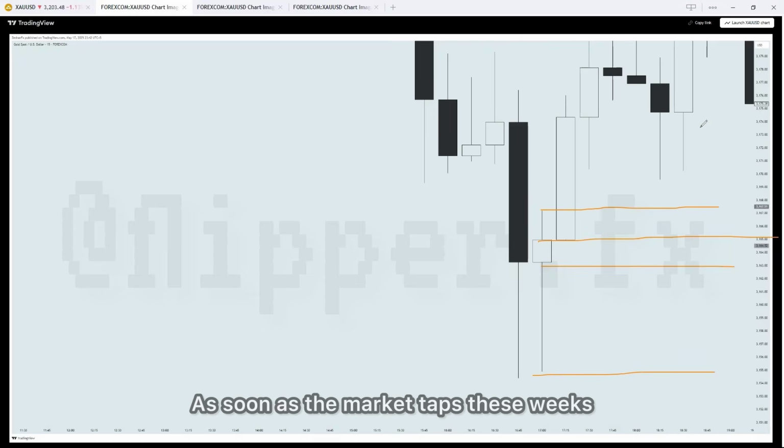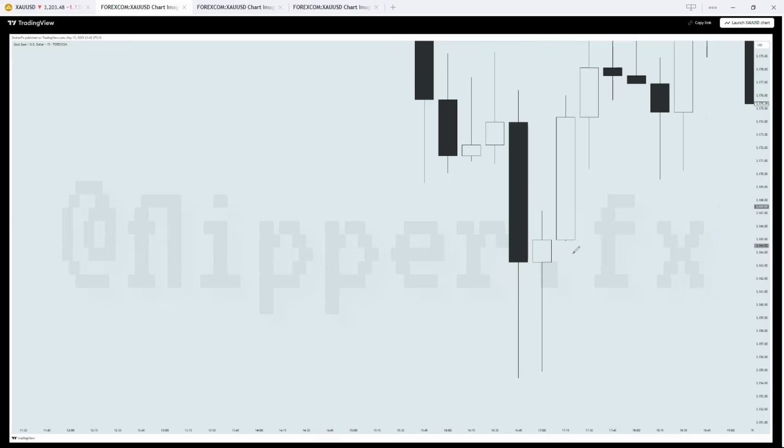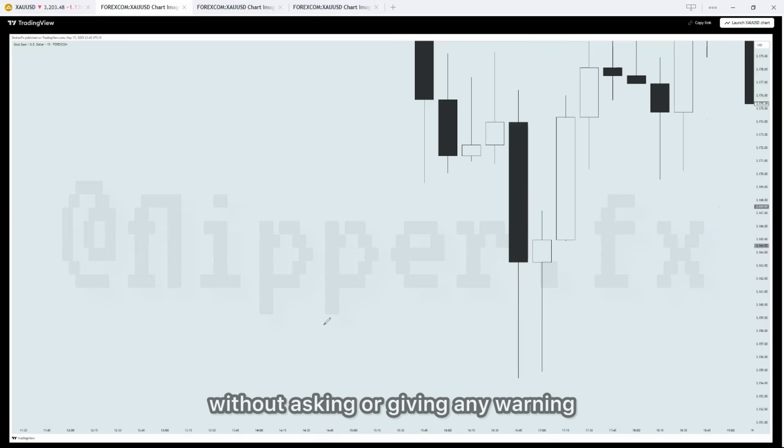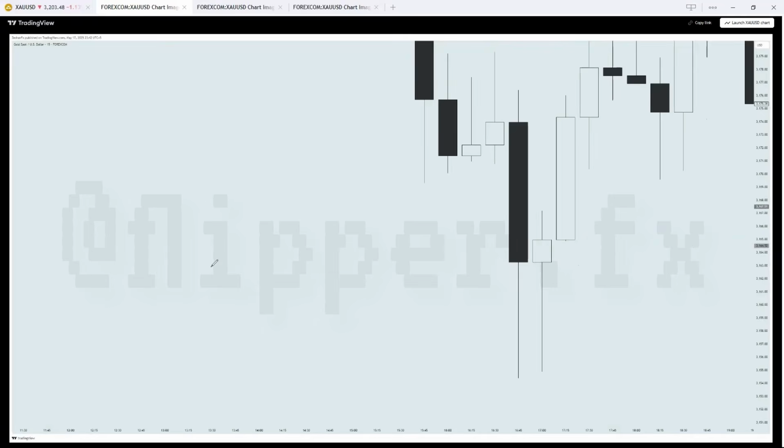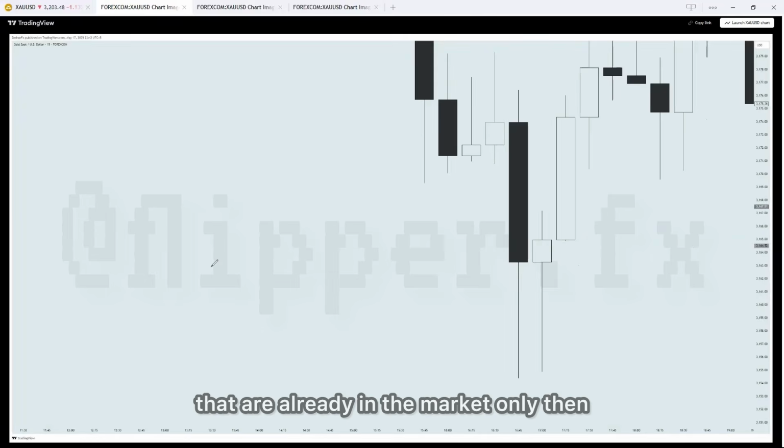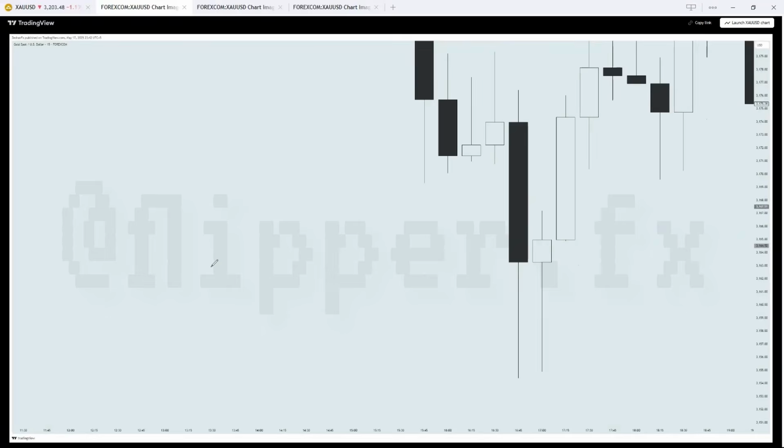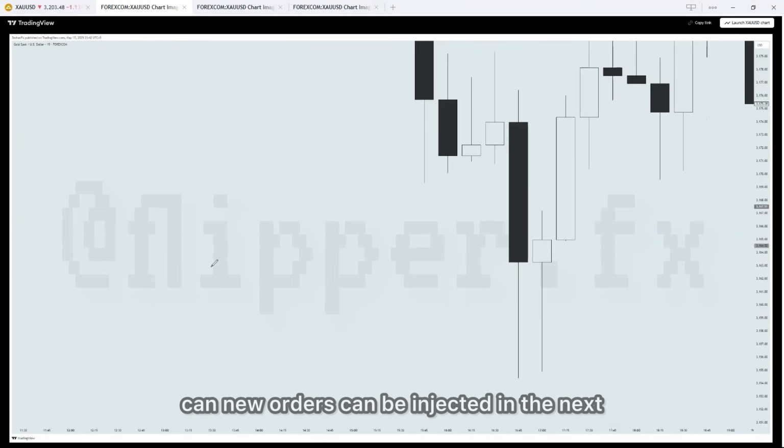As soon as the market taps these wicks, we will get a sharp reaction. The market will move up or down instantly without asking or giving any warning. Okay, so we will study further how orders are injected into the market. First of all, it's important to reduce the volume of the previous orders that are already in the market. Only then can new orders be injected in the next direction.